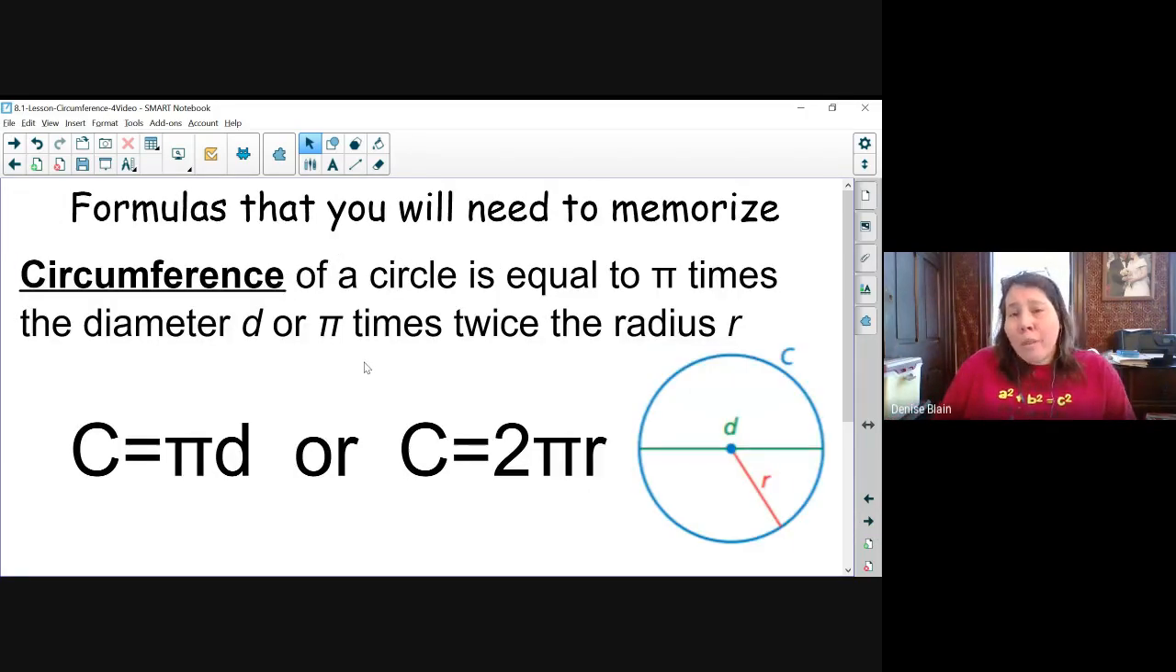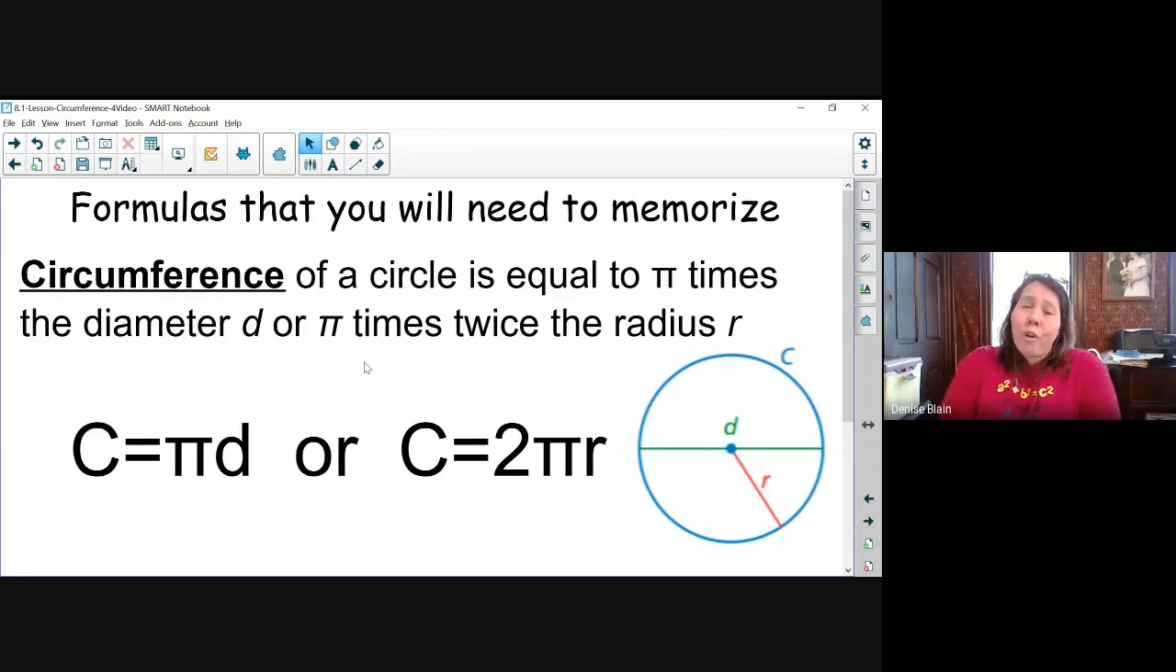There are a few formulas you need to know when we're talking about circles. We're going to talk about three different formulas that you need to know today. Today's formulas deal with circumference, radius, and diameter. So first off, your formula for circumference.